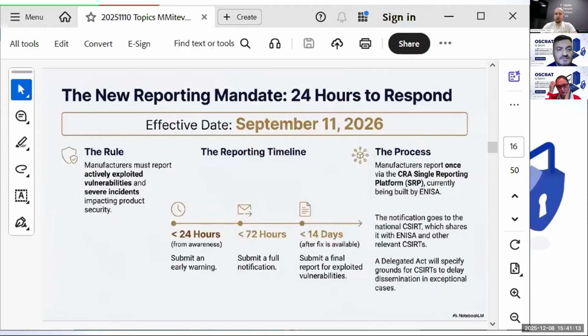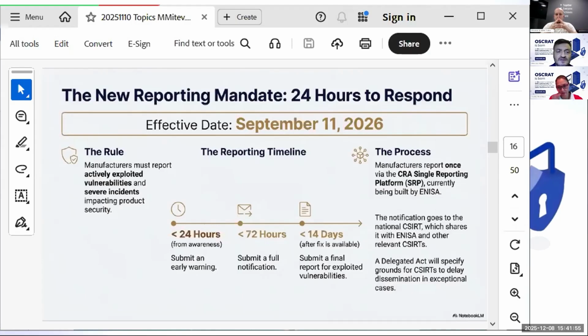Starting on 11 of September 2026, manufacturers must report actively exploited vulnerabilities and severe incidents. They must send an early warning within 24 hours after becoming aware of the issue. Within 72 hours, they must send a full notification. Within 14 days after fixing the issue, they must send a final report.